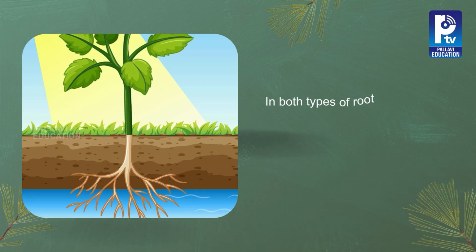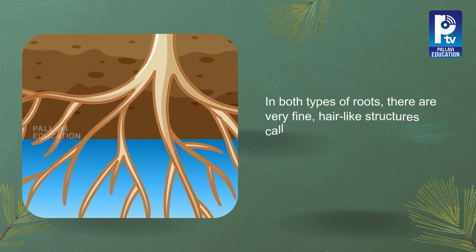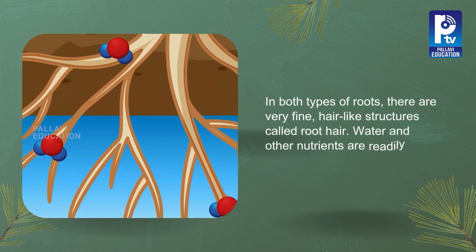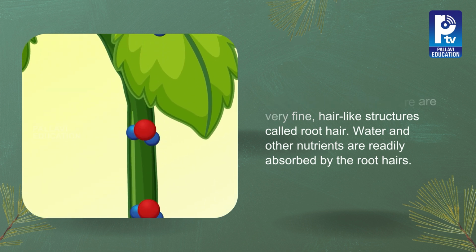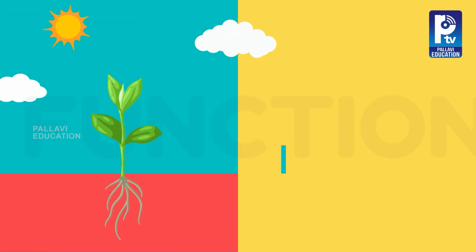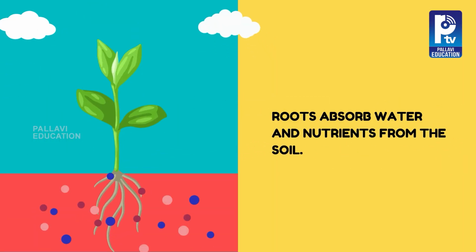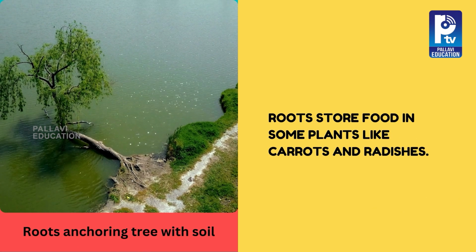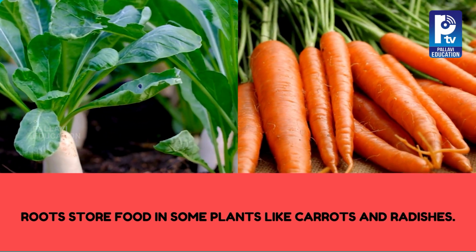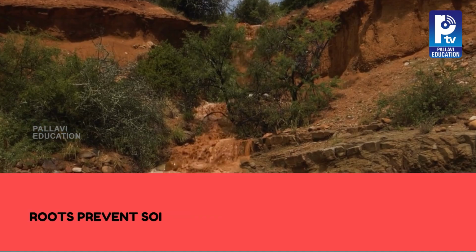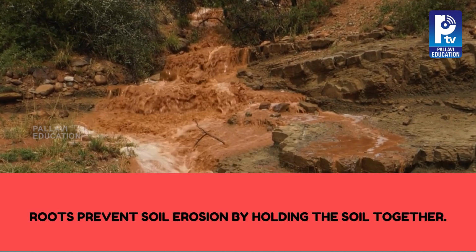In both types of roots, there are very fine hair-like structures called root hair. Water and other nutrients are readily absorbed by the root hairs. Now let's look at the functions of roots. Roots absorb water and nutrients from the soil. Roots provide support and anchorage. Roots store food in some plants, like carrots and radishes. Roots prevent soil erosion by holding the soil together.